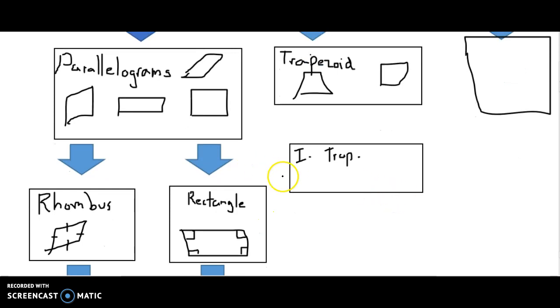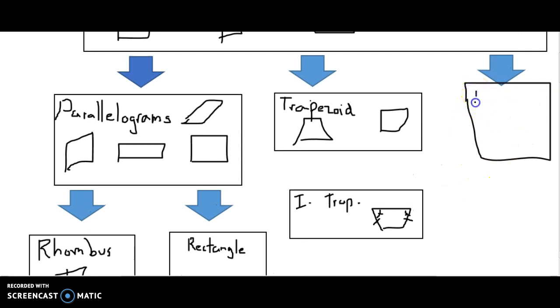Okay, but isosceles trapezoid is where you have two of those sides being congruent, just like an isosceles triangle, which also means that these two angles are congruent as well. So isosceles trapezoid. The last one over here is a kite.